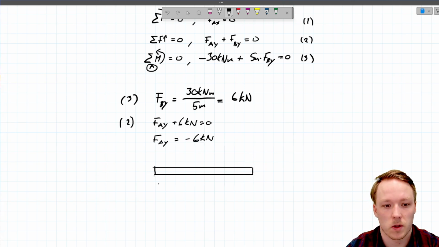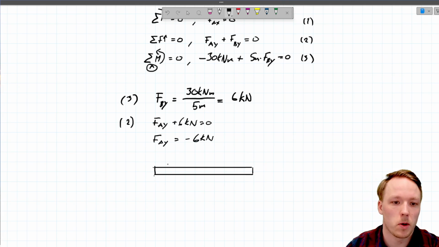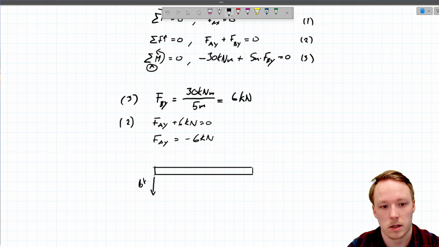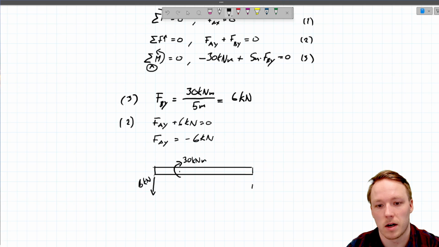Here we have, so our FAY was minus 6, which means that in our first diagram we drew it in the wrong direction, so it has to be pointing downwards. So this is now 6 kilonewtons in this direction. In here we have 30 kilonewton meters, and in here we have upwards pointing 6 kilonewtons.